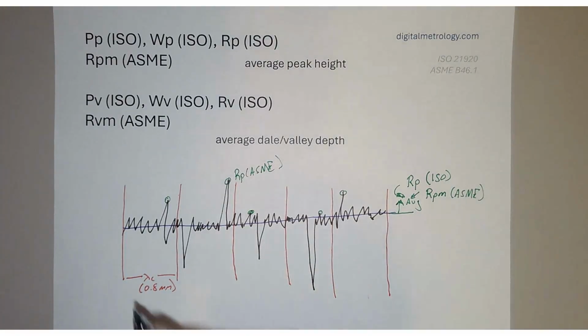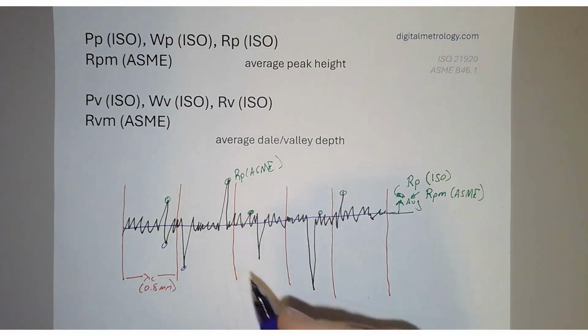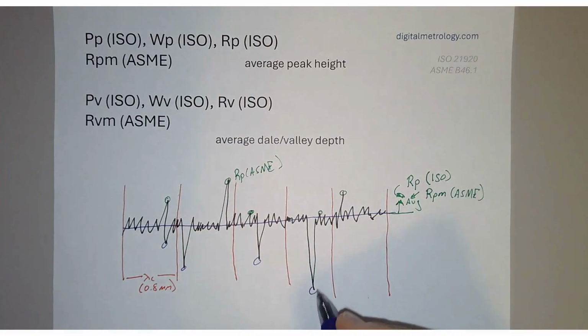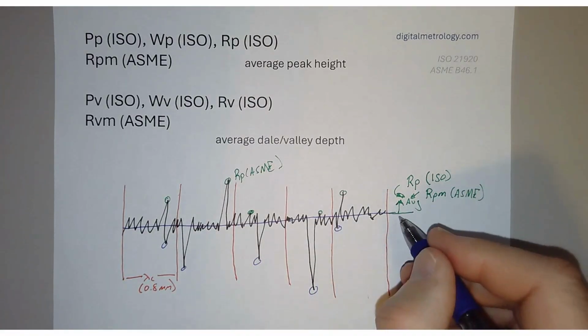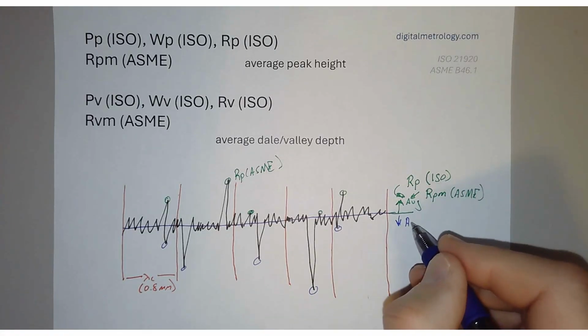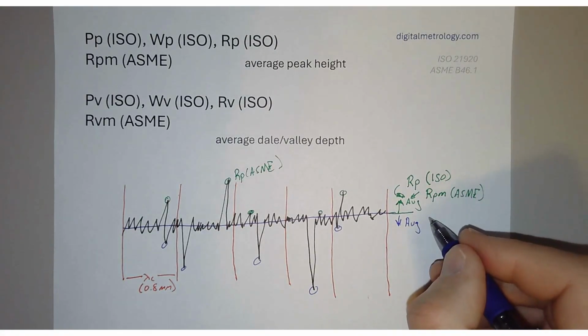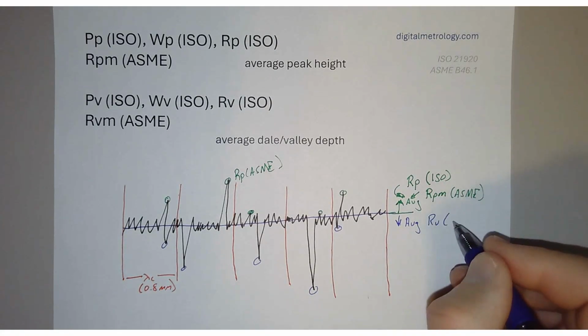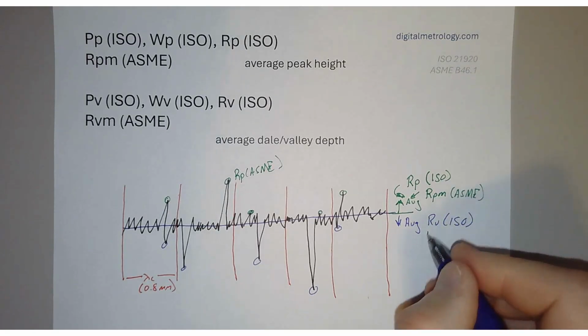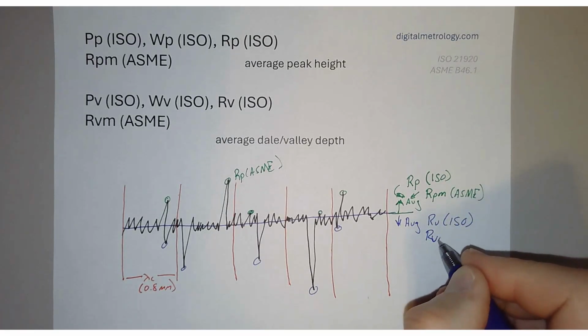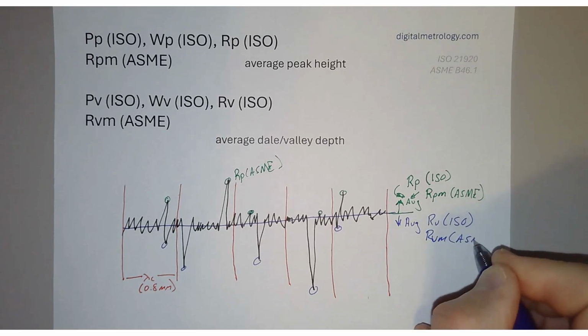Similarly, we can look at the valleys and look at the deepest valley in each sampling length and average those together. And the average depth of those valleys would be RV according to ISO, or RVM according to ASME.